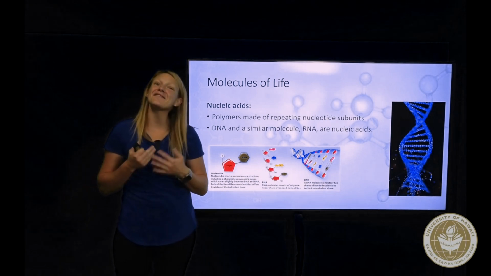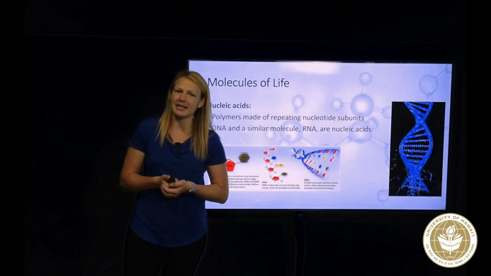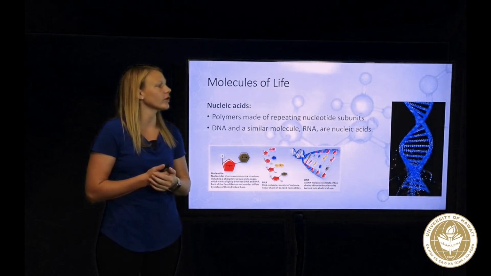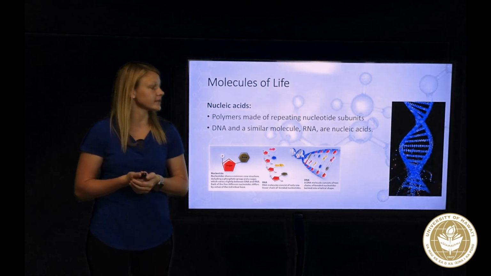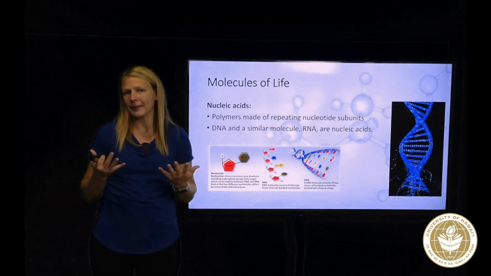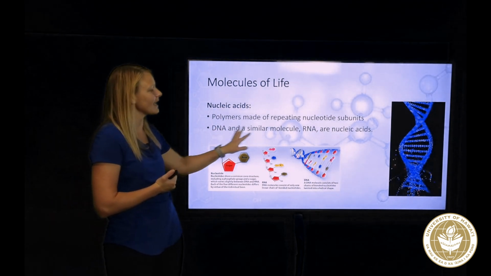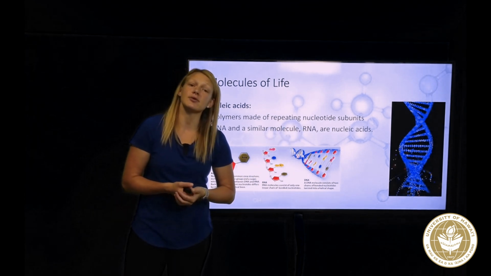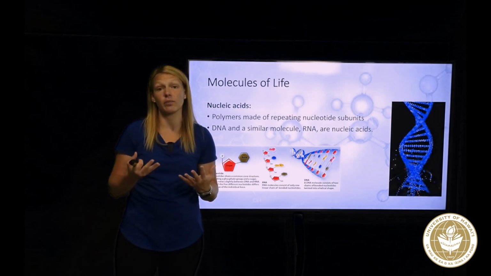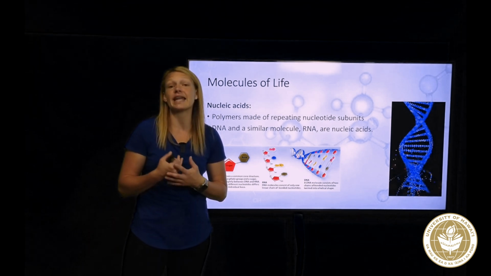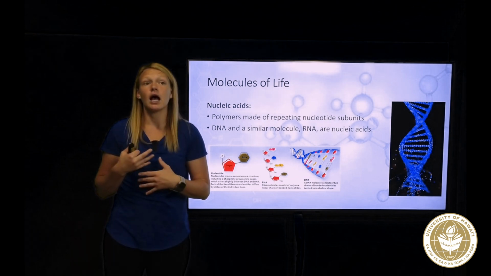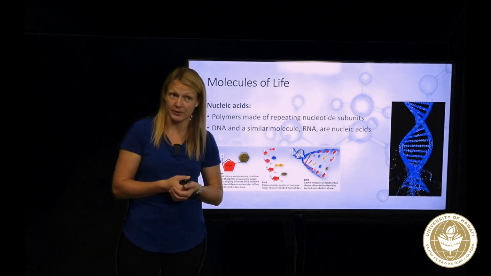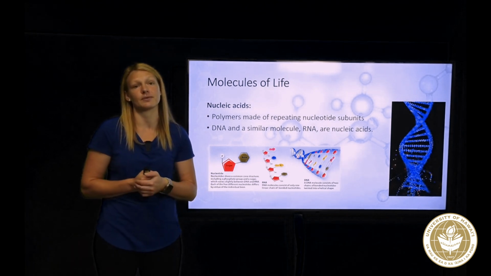The fourth and final molecule of life that I want to mention is your nucleic acids. These are polymers of repeating nucleotide subunits, and common examples of these would be DNA and RNA. These are both nucleic acids. Nucleic acids are going to carry information for building other biological molecules. DNA is the molecule of heredity. It provides the instructions for making proteins, and RNA also helps with making proteins.